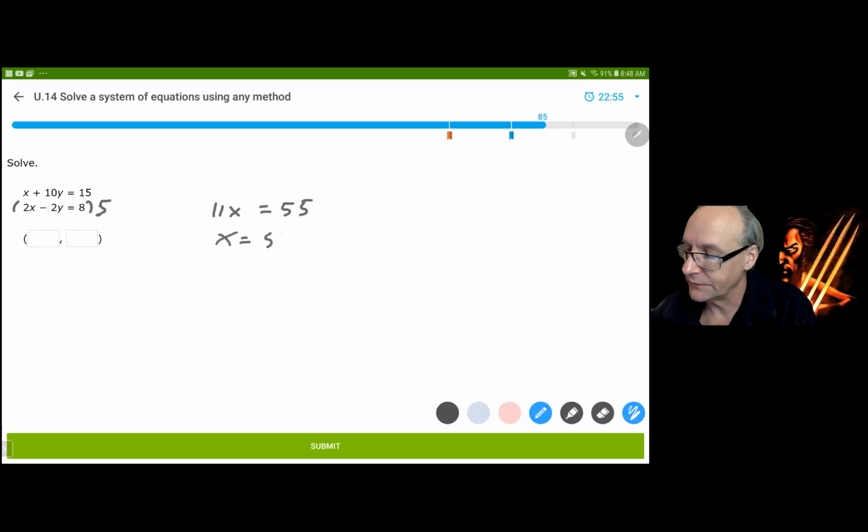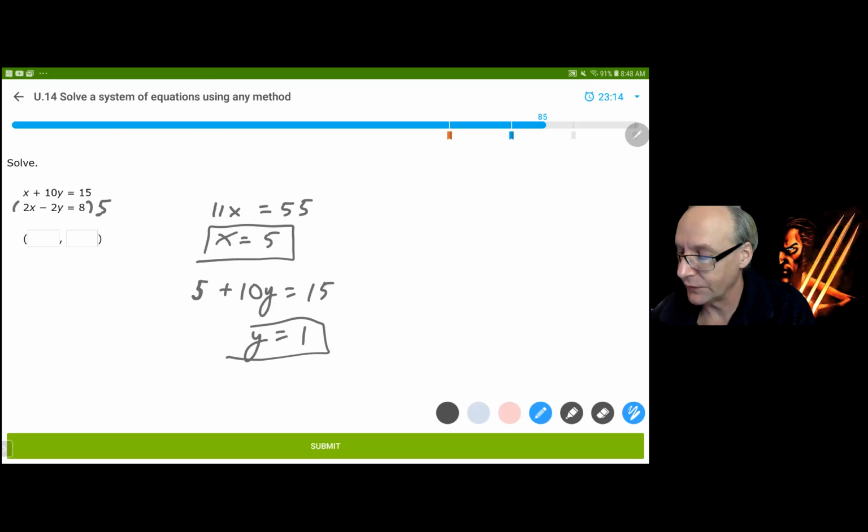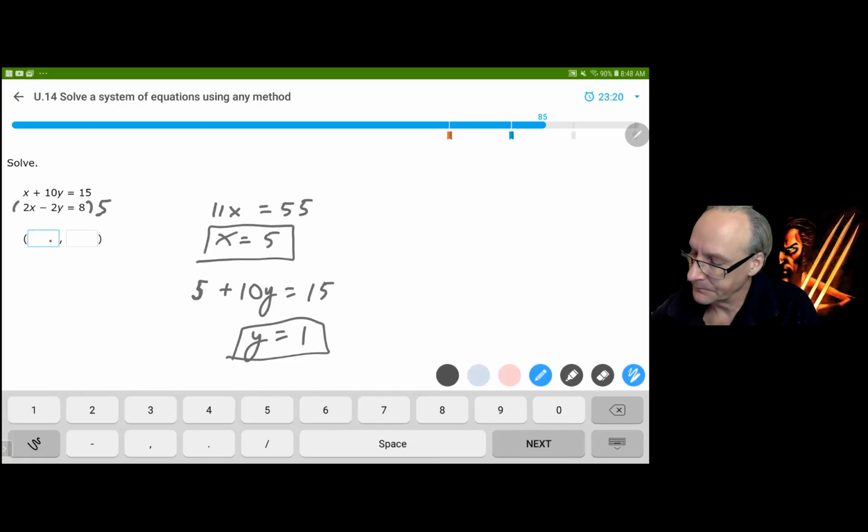So x is equal to 5. Hopefully you can see where I got that. If x is 5, I can solve it by putting it in the top. So 5 plus 10y is equal to 15, which means that y is equal to 1. I did both steps. I subtracted 5 and divided by 10. Hopefully that's clear. And I get 5, 1.